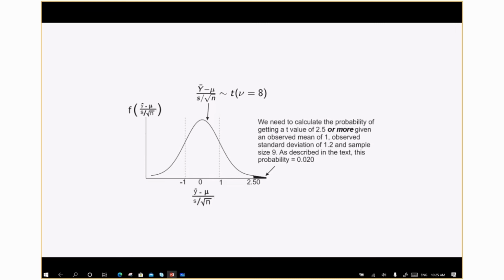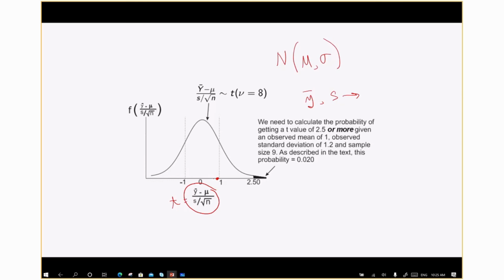So let's assume that the underlying population was normally distributed with mean mu and standard deviation sigma. And let's say we went out and we took a sample and calculated the value of y bar and also the value of s. And based on that, we calculated y bar minus mu over s root n, and we might get a value of little t right there.